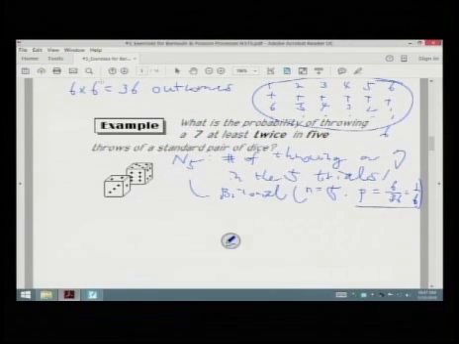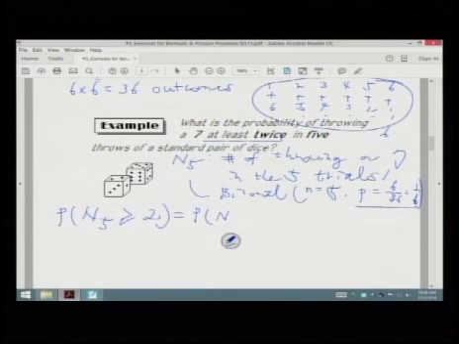So using this random variable we just defined, we need to come up with the target probability. We want to know the probability of throwing a 7 at least twice. So it's got to be at least twice, so N sub 5 greater than or equal to 2. Does that make sense? Okay? So that's going to be probability N sub 5 equals 2, probability N sub 5 equal to 3, N sub 5 equal to 4.